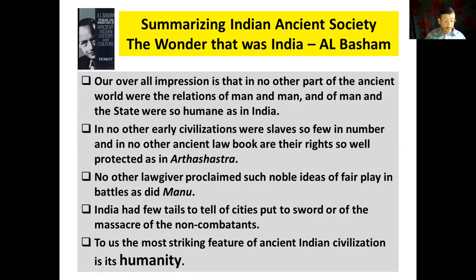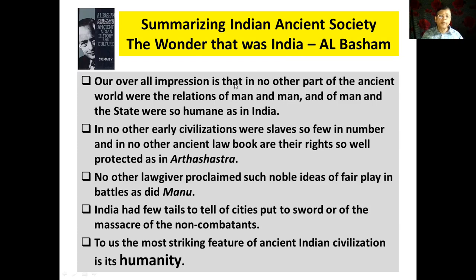Now, let's summarize. There are a few very famous books on India which you can read. One of them is a very famous book, The Wonder That Was India, by A. L. Basham, a very scholarly figure who has written this thick volume. And some statements that he makes here, I've written there, I can present it here.